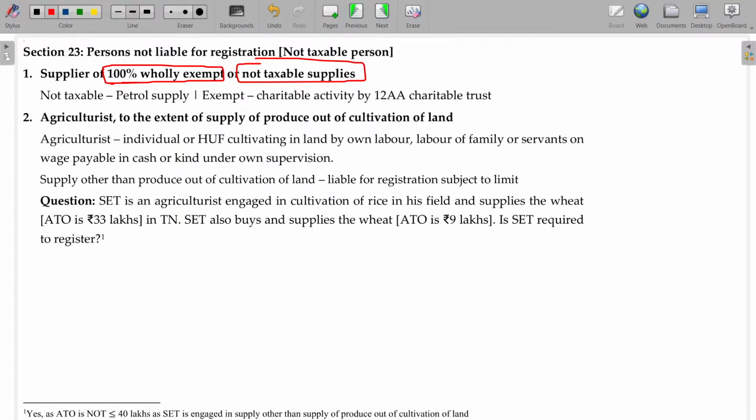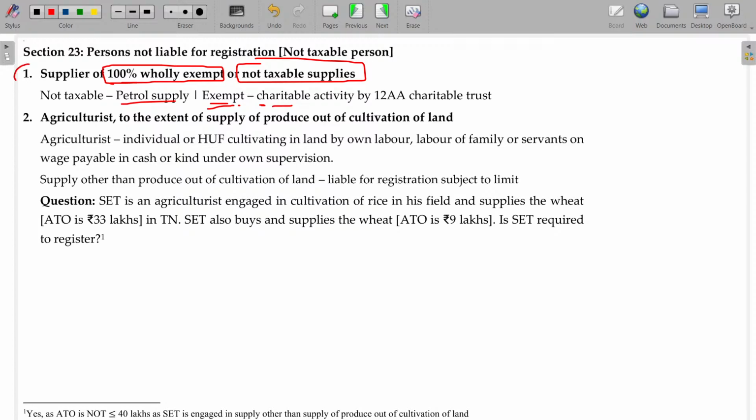So what is called not taxable? Petrol supply is not taxable. Exempt means anything notified under the exemption clause, and we have a separate chapter for that. If all the supplies fall under that exemption, and I am supplying services or goods falling under the exemption category, I am not required to register. This is an example. We have a complete exemption list under chapter number 4.